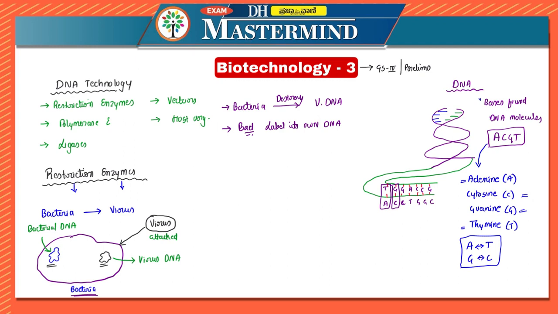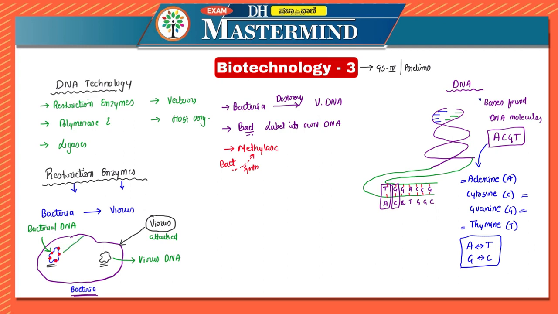Now this labeling is done by synthesizing methylase. When the bacterial DNA synthesizes methylase, then there will be labeling of this particular DNA. Now because it is labeled, what are these called?